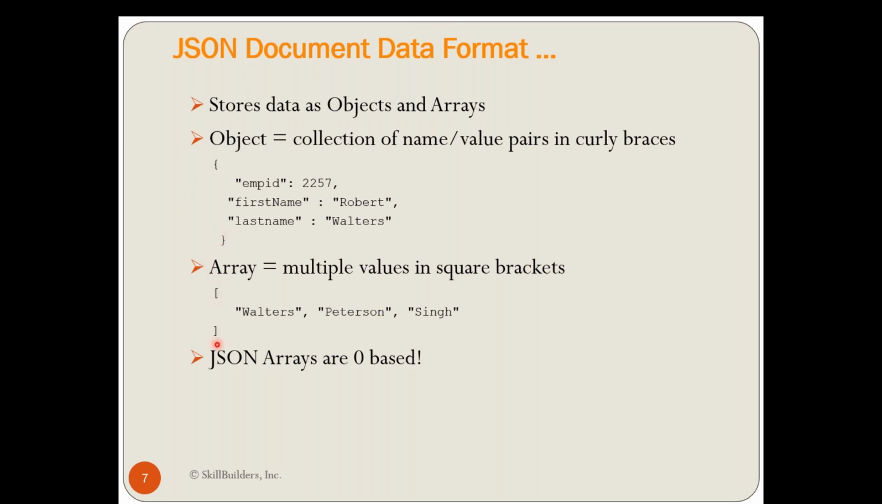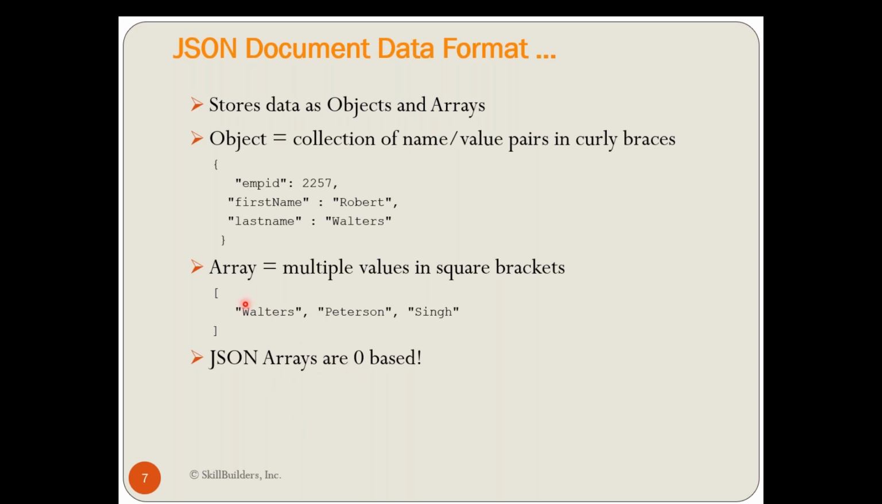We've talked now about the syntax for an array. An array just has multiple values, but it's the multiple values separated by commas in square brackets. Whenever you have multiple values, you must have an array. By the way, arrays are zero-based in JSON, not one-based like in PL/SQL or whatever, but zero-based.